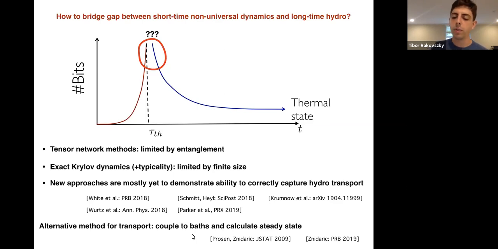So what I will try to convince you is that the method we came up with not only can reach the hydrodynamic regime, but we have some control. It is quite well controlled. We have some parameters that we can tune to check that indeed the result we get is actually the correct one.